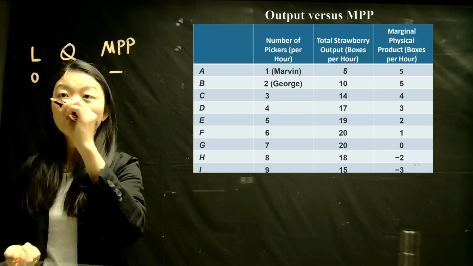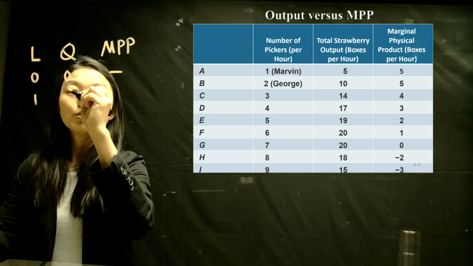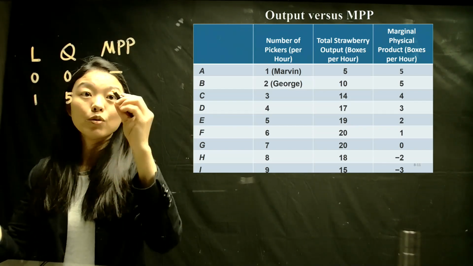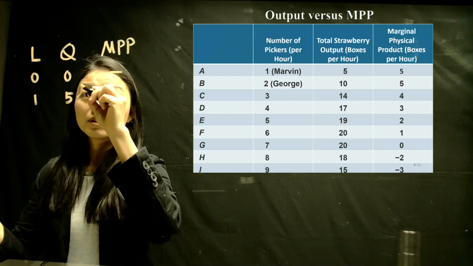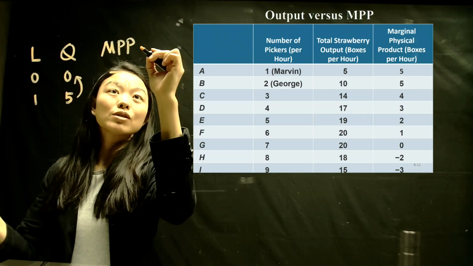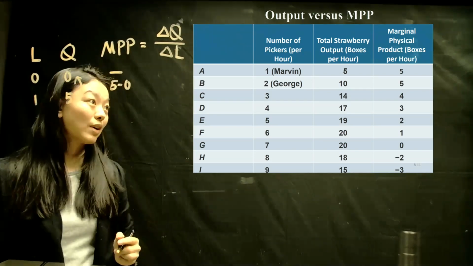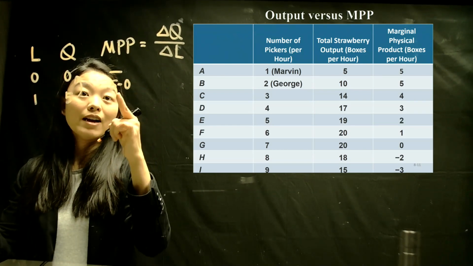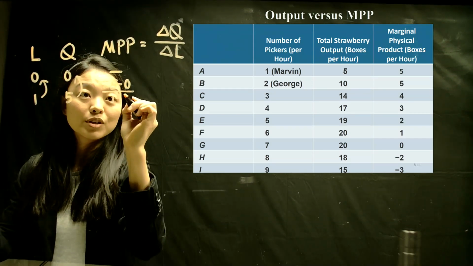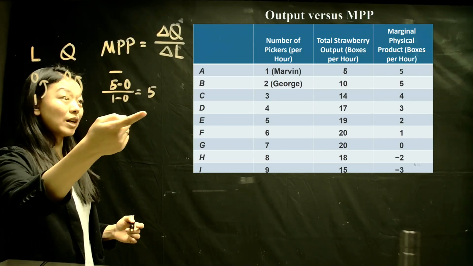If the firm now decides to hire one worker, Marvin will be hired, and his output will be 5 boxes of strawberries. The marginal physical product for Marvin reflects the change in output, because the marginal physical product equals the change in output divided by the change in labor. The change in output is 5 minus 0, and the change in labor is 1 minus 0. So Marvin's marginal physical product equals 5, right?